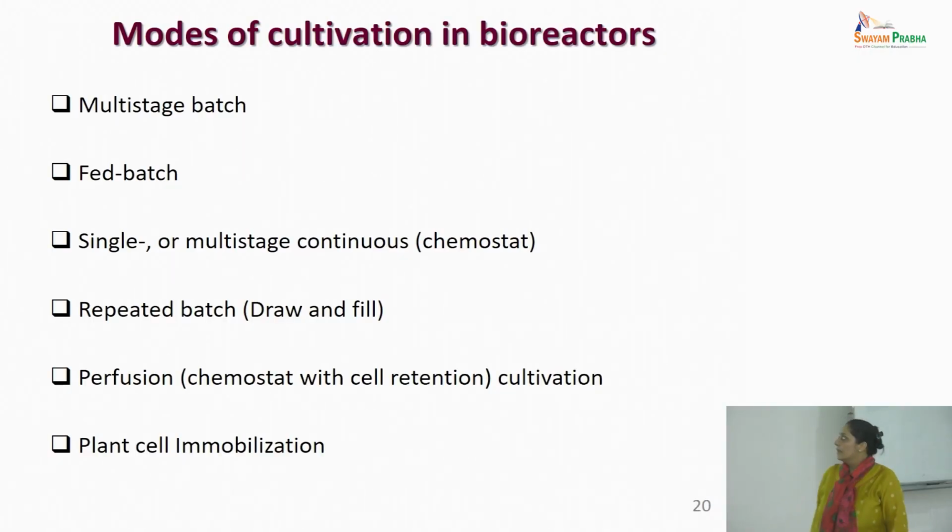What are the different modes of cultivation which can happen in the reactor? You can do multi-stage batch, fed batch, multi-stage continuous, or repeated batch. That is what somebody was indicating as a fill and draw type of system. Then there are perfusion reactors, which is nothing but your cell recycle. These terminologies and strategies remain the same for any fermentation system, be it a microbial system or a plant cell system, but some optimization of the parameters might be required, which is specific to the culture system on which you are working.